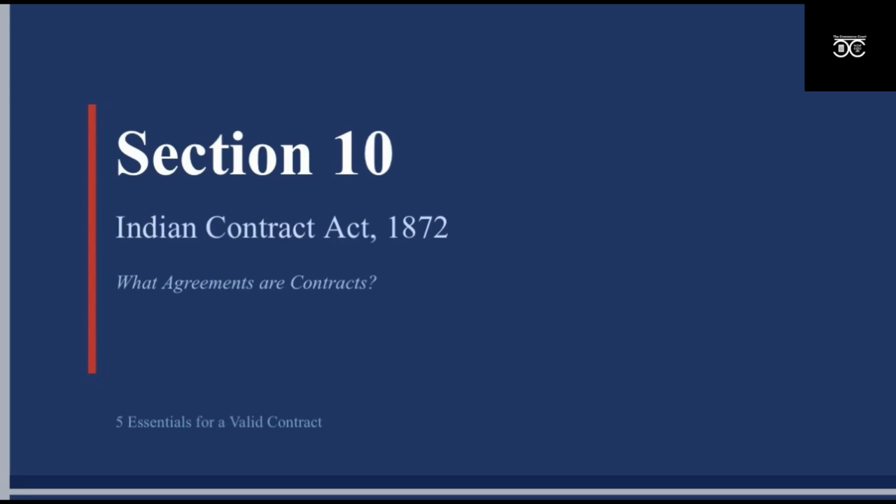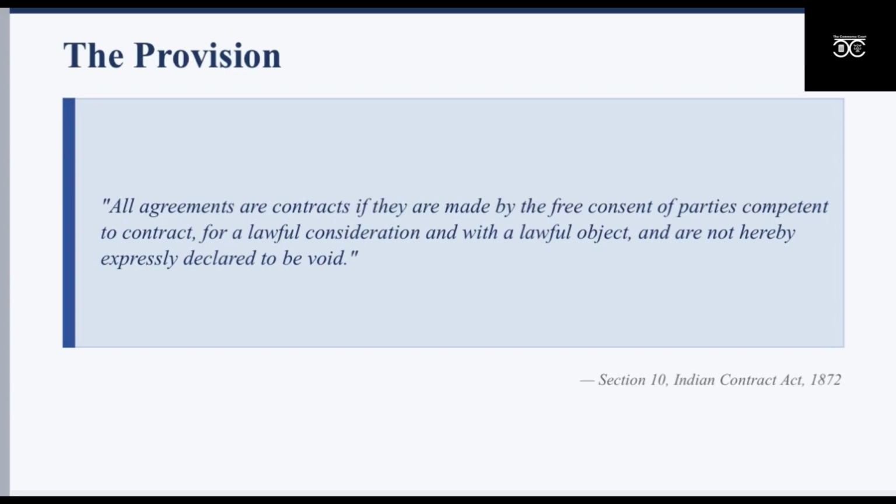So today we'll be dealing with section 10 of the Indian Contract Act, which basically says about the essentials of a valid contract. As we all know, an agreement that is enforceable by law is called a contract. So all agreements are not contracts, but all contracts are agreements. An agreement to be called a contract shall satisfy certain conditions as laid down in the Indian Contract Act 1872. Section 10 says about what agreements are contracts or what are the essentials of a valid contract.